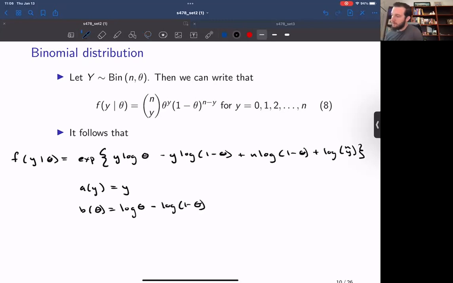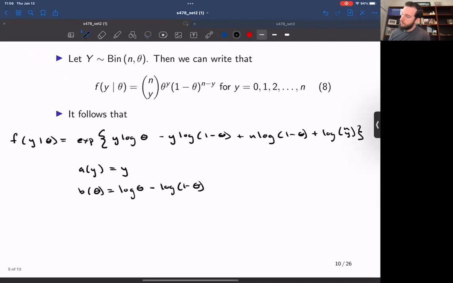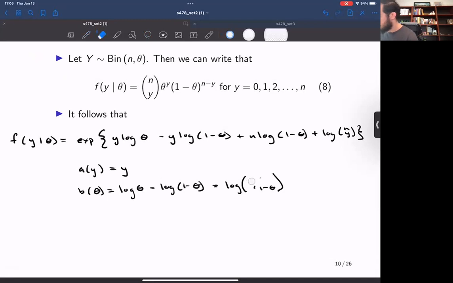So sorry, we can collect like terms with the first two. So a of y is equal to y, and then we're collecting like terms to show b of theta is log theta minus log 1 minus theta. And this is equal to log of theta divided by 1 minus theta, which is the log odds.